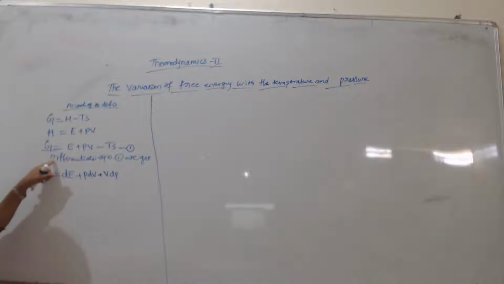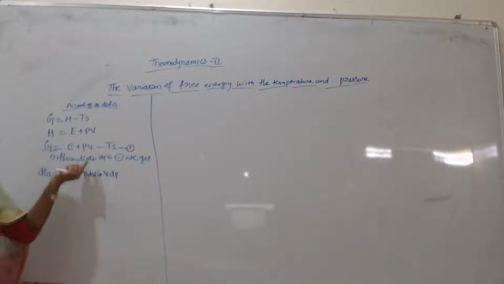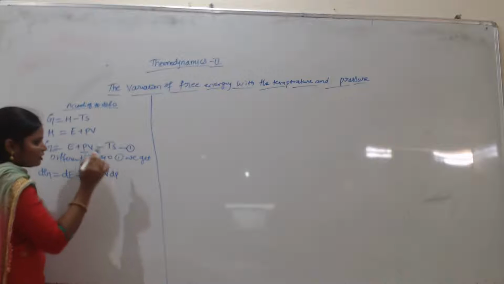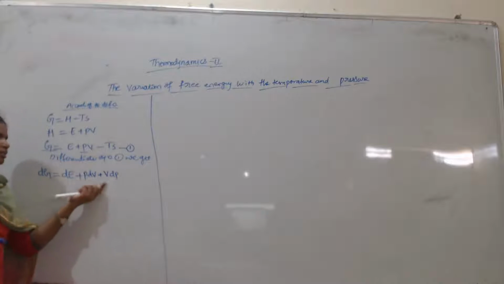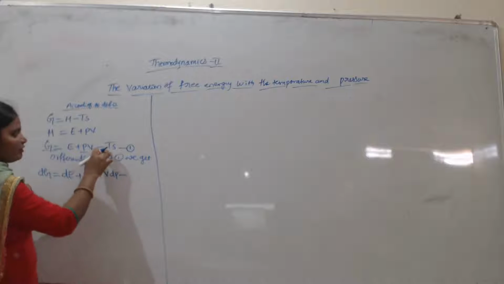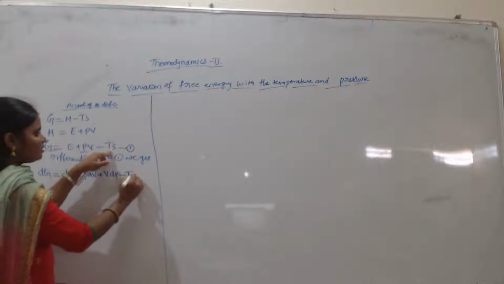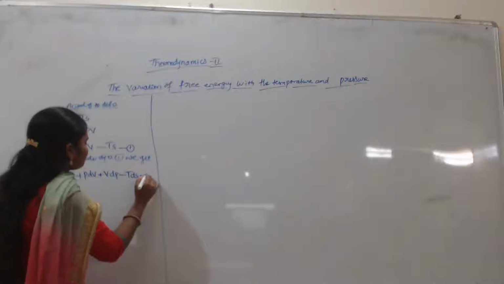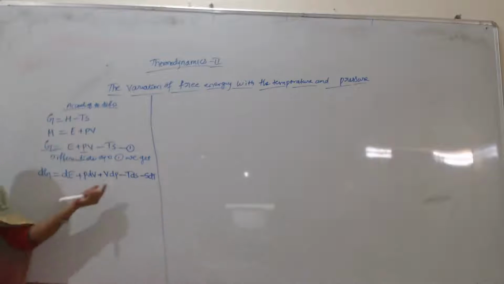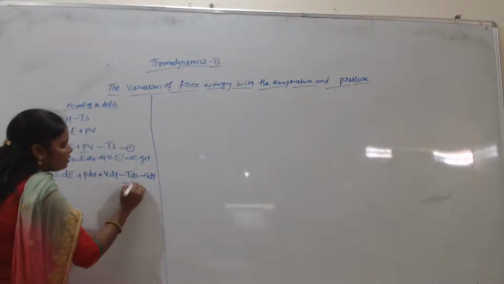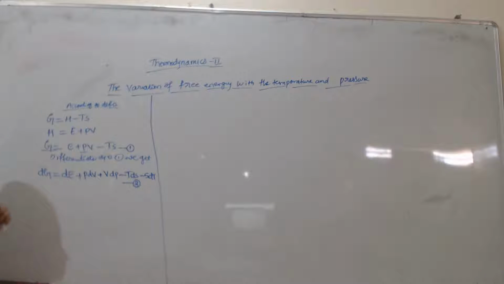So dG is equal to dE plus P dV plus V dP. Here, minus also the same: first function with the second function differentiated, minus the second function with the first function differentiated, so minus T dS minus S dT. This is known as equation number 2.